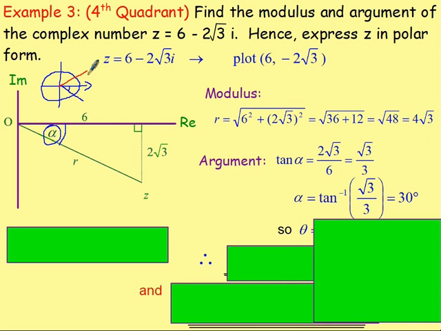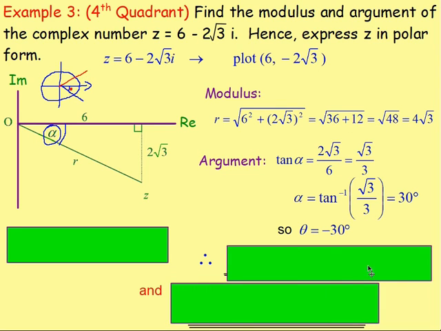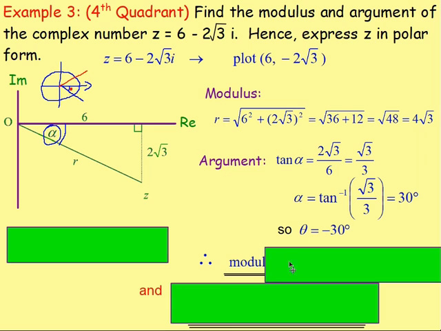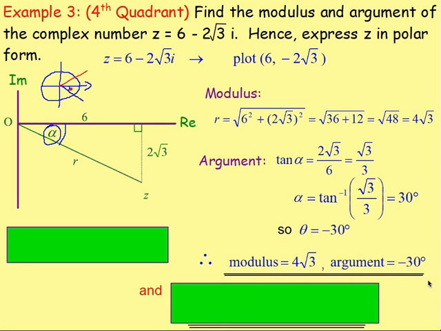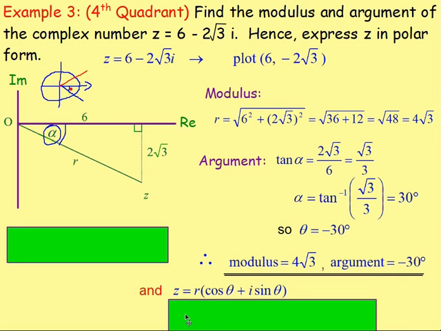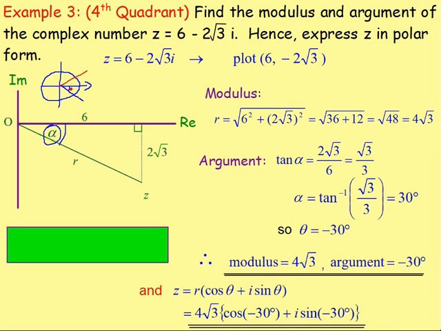However, with the argument, 30 degrees would give you an argument up here between 0 and 90. We are down here between 0 and negative 90. So because this angle worked out to be 30 degrees, I know that is going to be negative 30 for the argument. So we'd have a modulus of 4 root 3 and an argument of negative 30. We're writing that in polar form, and for polar form you'd have r bracket cos theta plus i sine theta. Replace r with 4 root 3 and replace the argument with negative 30. And that will be your answer when it's in polar form.